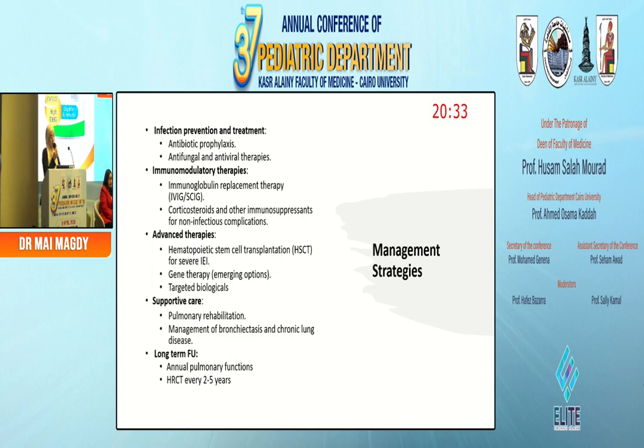Advanced therapy such as bone marrow transplantation in case of patients with severe inborn errors or the patient who can proceed to bone marrow transplant. Gene therapy, it's an emerging option, however, it's not available now. Targeted biologicals. Regarding the supportive care, pulmonary rehabilitation, and management of complications in the form of bronchiectasis or chronic lung disease.